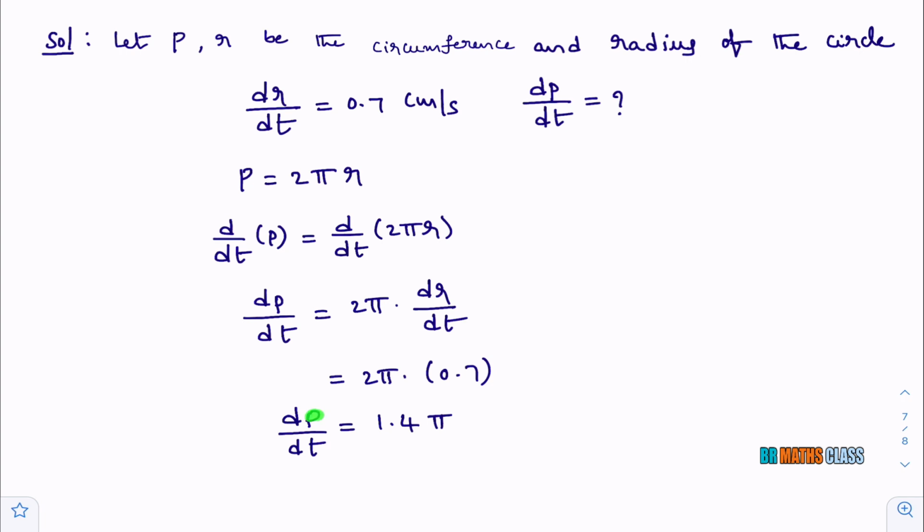So here P is the circumference. So what are the units you will get here? The units are centimeter per second. As this is perimeter, its units are centimeter only. If it is the area, then we will write centimeter square. With respect to t is there now, that's why I wrote per second. I hope you understand this problem.